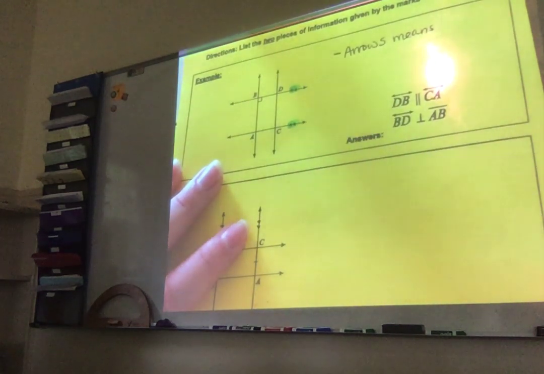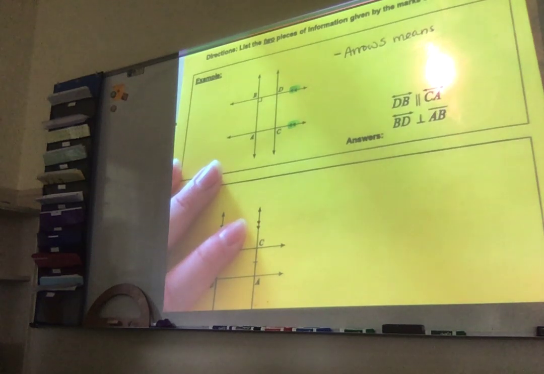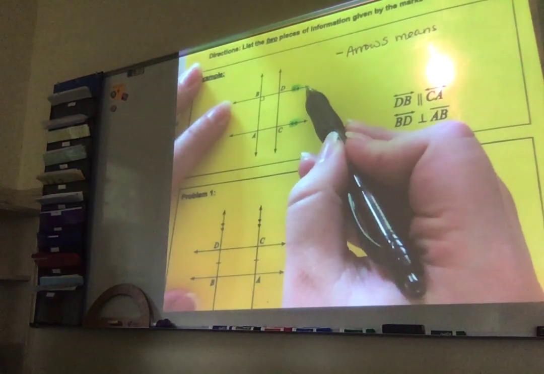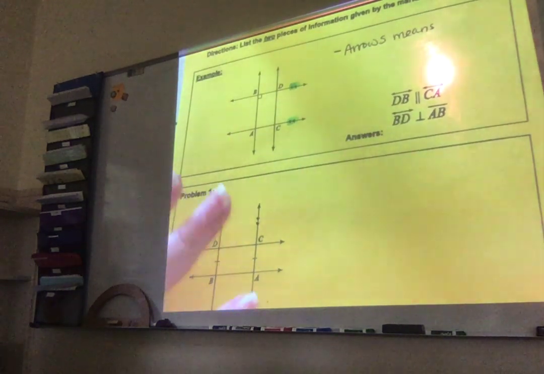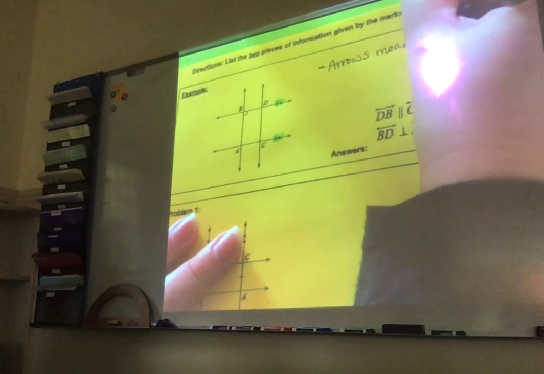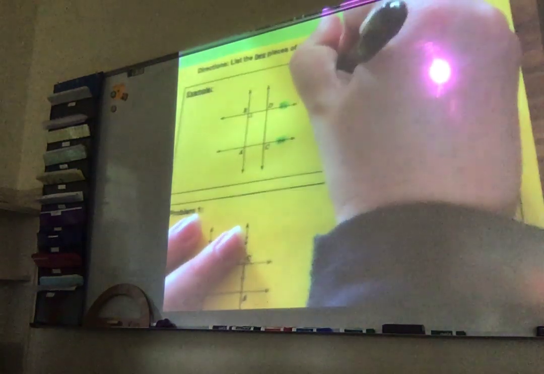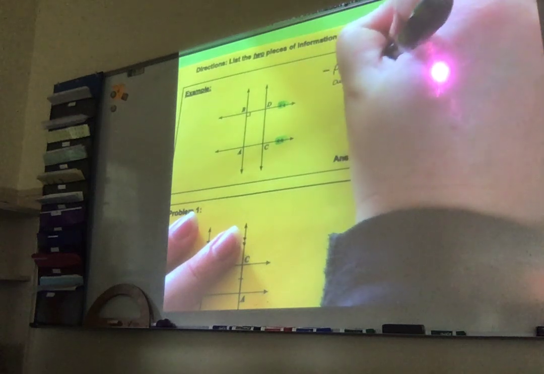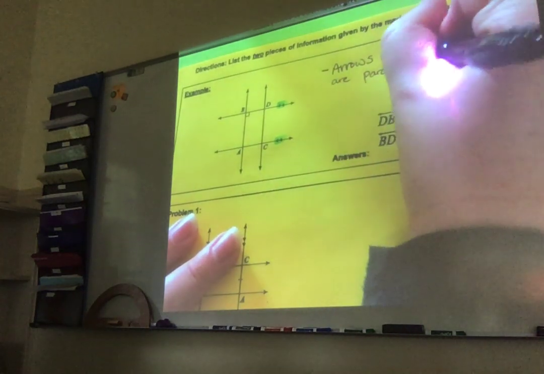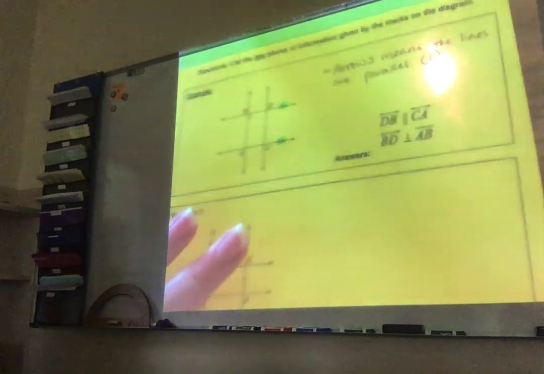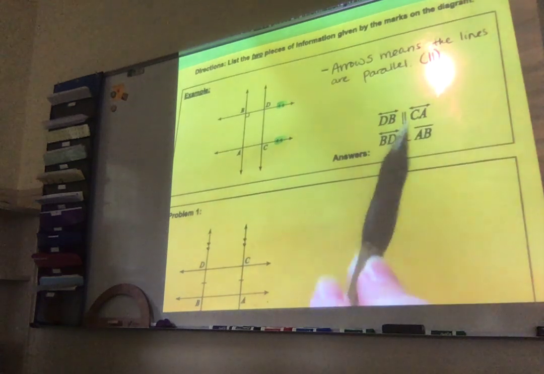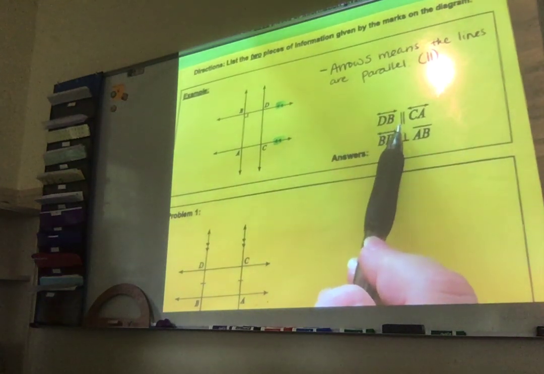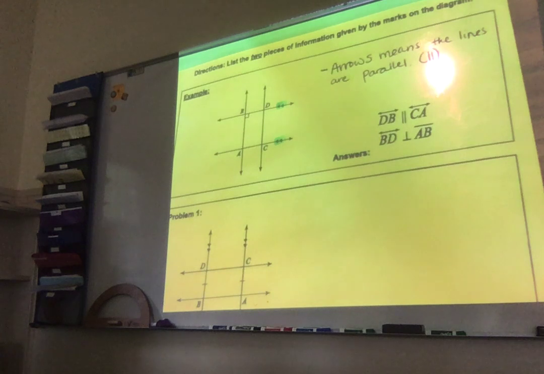What do you think? That they go on forever. Nope, so the ending arrows, that's what those arrows mean. Oh, the arrows mean that they're parallel to each other? Yep. So arrows mean that the lines are parallel. And the symbol for parallel is the 2 vertical lines next to each other. We can also see in this example that that is true because it says line DB is parallel to line CA. So those 2 horizontal lines are parallel to each other.